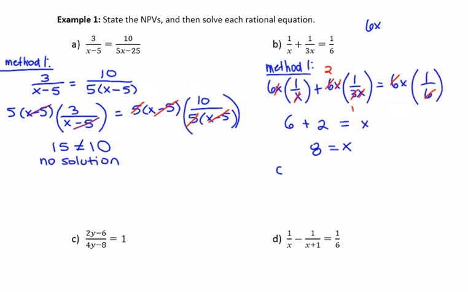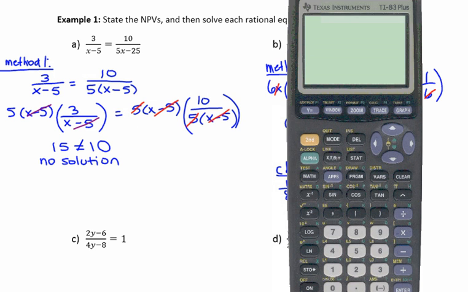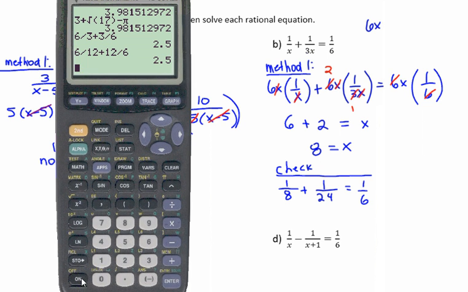We should always check our answer here in these ones. So how do we check? We just plug into the original, and you can use your calculator to help verify. So 1 over, what's my x? 8, plus 1 over 3 times 8, or what's 3 times 8? 24, has to equal 1 over 6. Let's check that in our calculator. 1 over 6 plus 1 over 8.